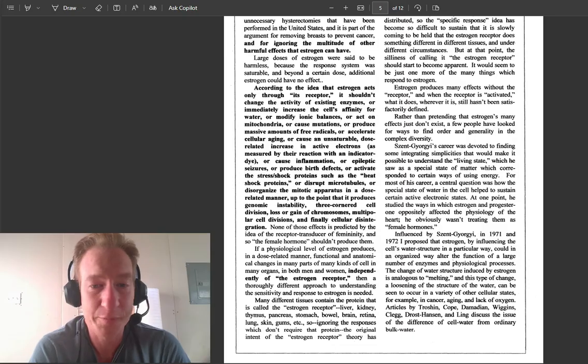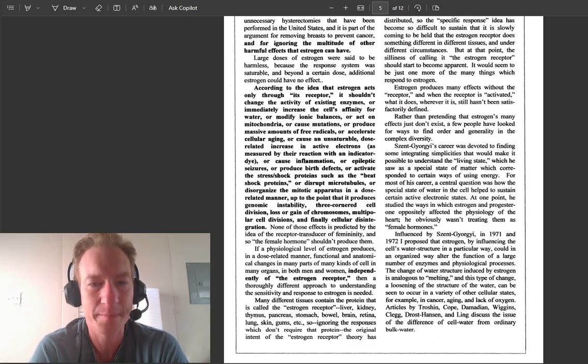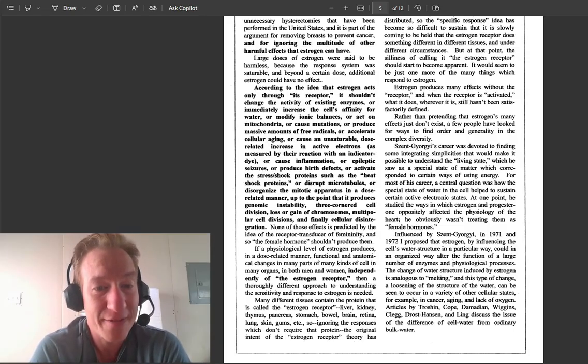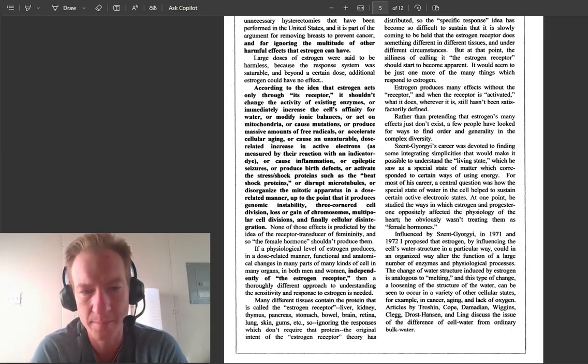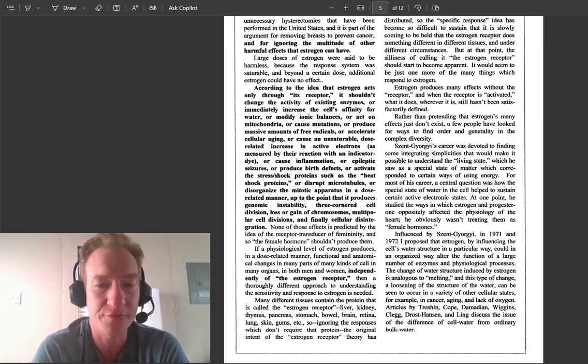None of those effects is predicted by the idea of the receptor transducer of femininity. And so the quote-unquote female hormone shouldn't produce them. If a physiological level of estrogen produces, in a dose-related manner, functional and anatomical changes in many parts of many kinds of cells, in many organs, in both men and women, independently of the quote-unquote estrogen receptor, then a thoroughly different approach to understanding the sensitivity and response to estrogen is needed.